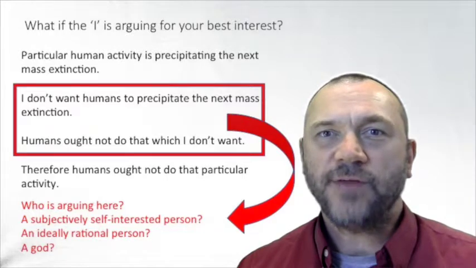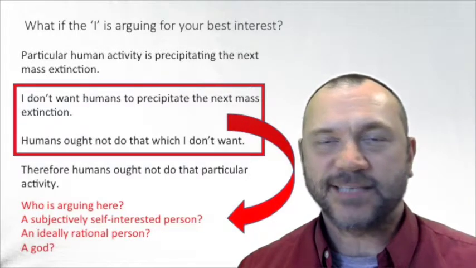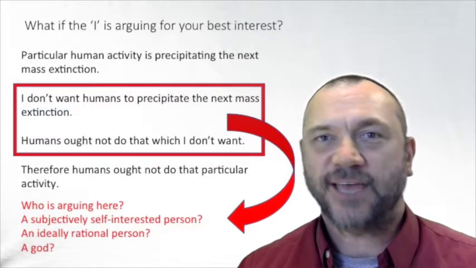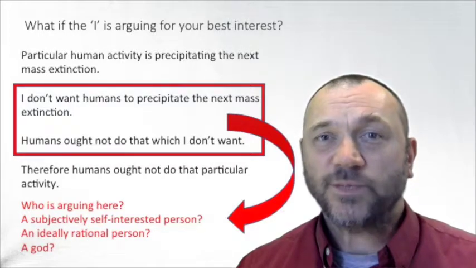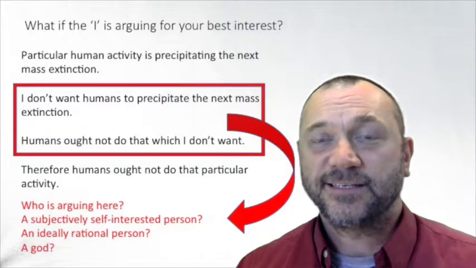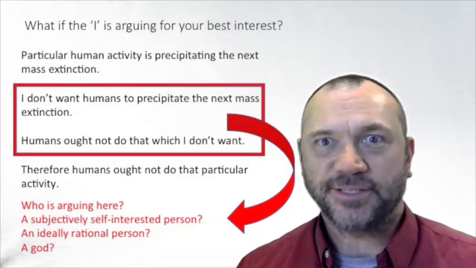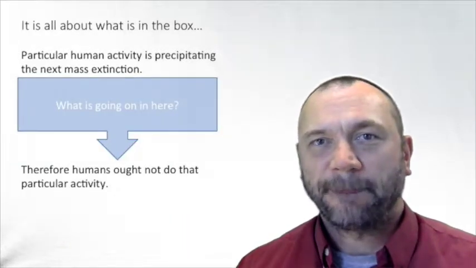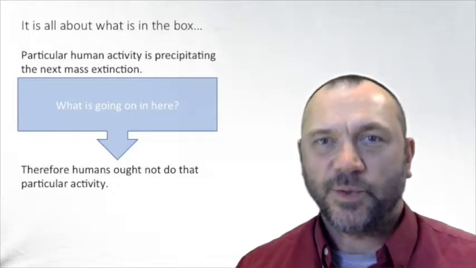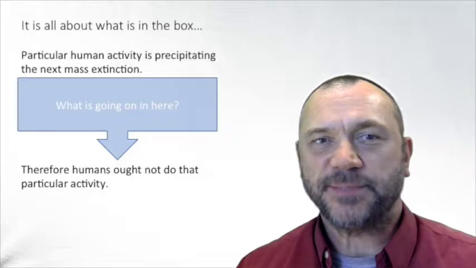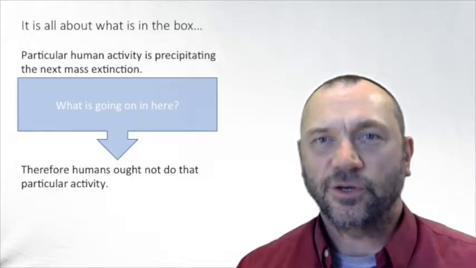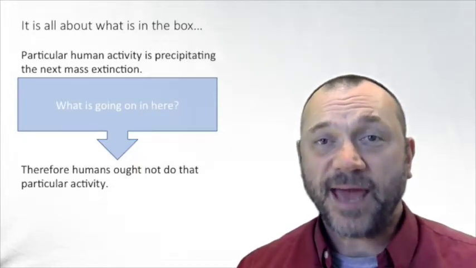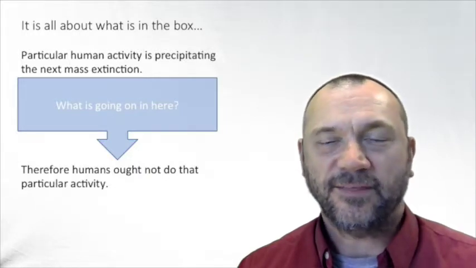So notice, although the argument, when first presented, didn't seem very strong at all because it seemed like an individual arguing and just saying, well, this is what I want, once we start to think about who might provide such an argument, an ideally rational person, say, you might then take it more seriously. So notice, there's a lot going on between the premise, particular human activity is precipitating the next mass extinction, and the conclusion, therefore humans ought not do that particular activity. And we need to unpack what's going on between that premise and the conclusion.